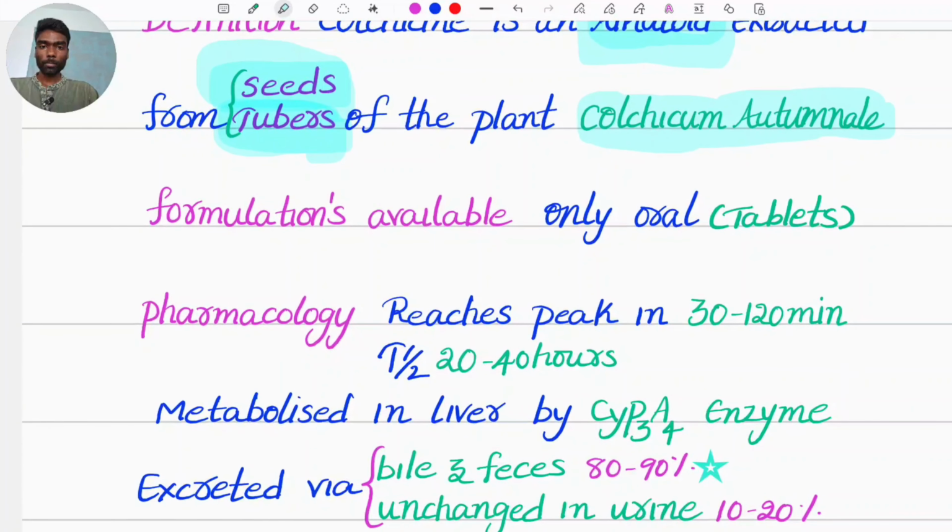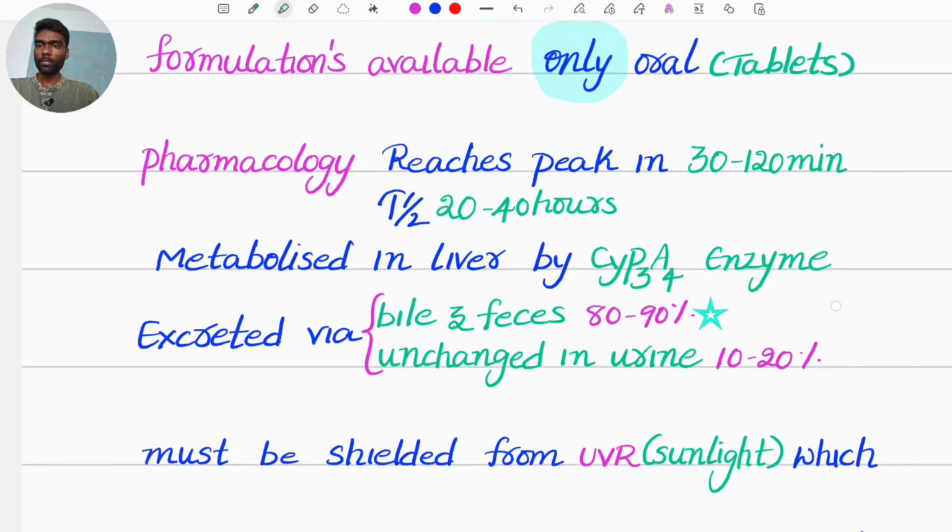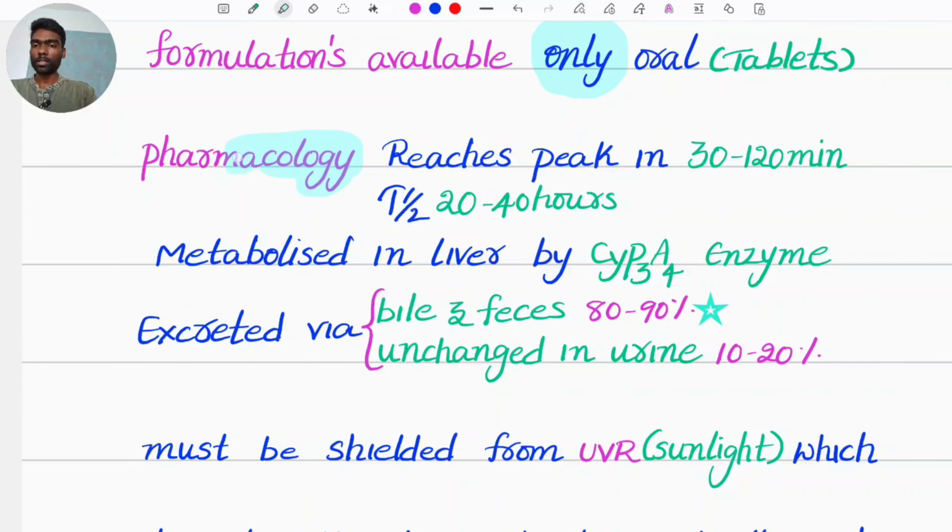Coming to formulations, available are only oral. Here, why I wrote purposefully this word "only", you will get to know by the end of this video. Next, coming to its pharmacology. It is absorbed well from the gut and reaches its peak in about 30 to 120 minutes of its ingestion. T-half is about 20 to 40 hours. It is metabolized in the liver by enzyme CYP3A4. Remember this enzyme? We will speak about it again at the end of this video.